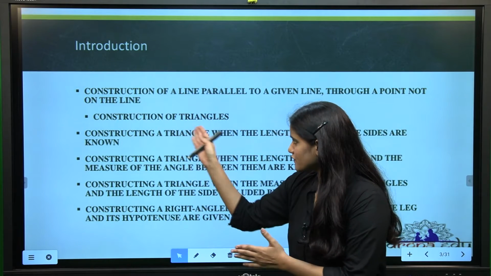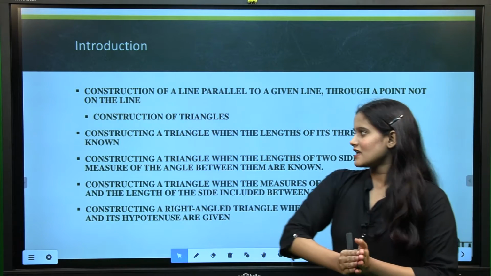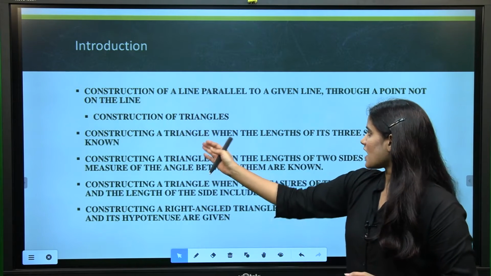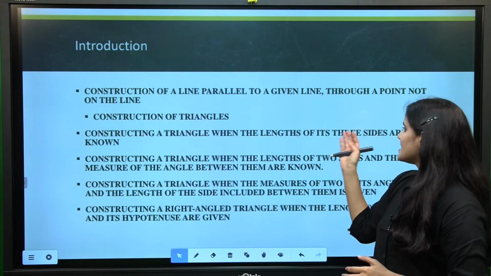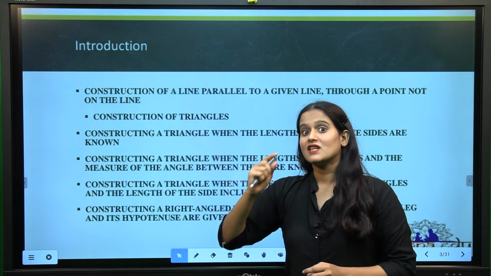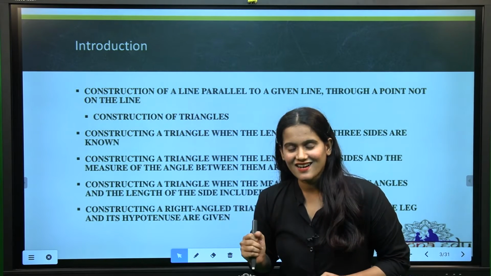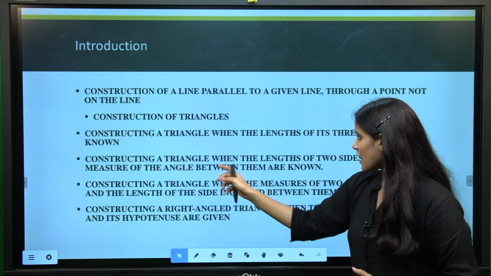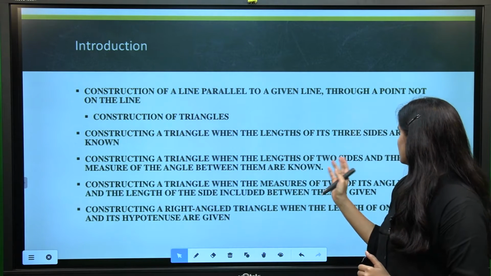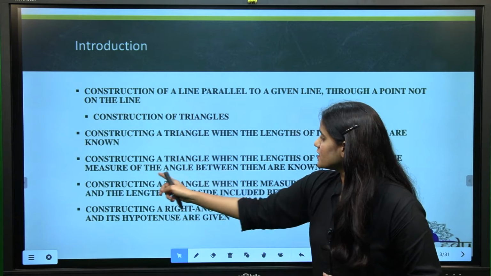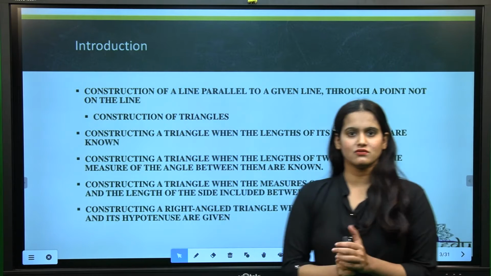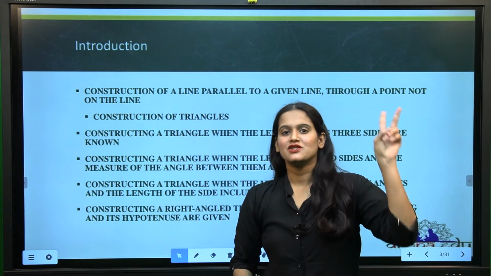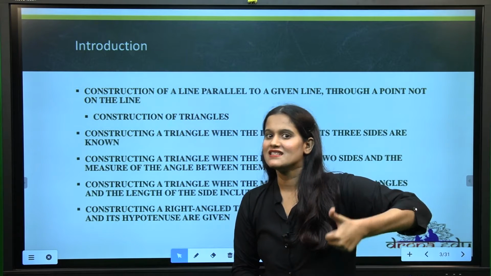Next, the construction of triangles. In this, there will be various constructions. The construction of a triangle when the lengths of three sides are known, the SSS criteria. Next, construction of a triangle when the lengths of two sides and the measurement of the angle between them are known, so the SAS criteria, when two sides and one angle are known.